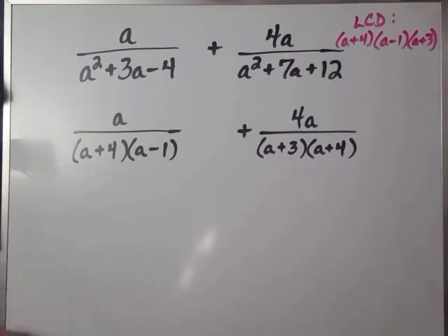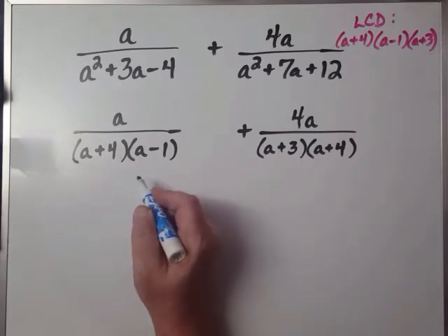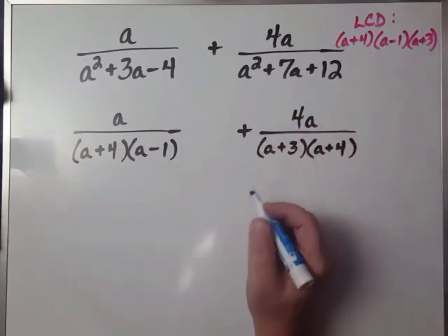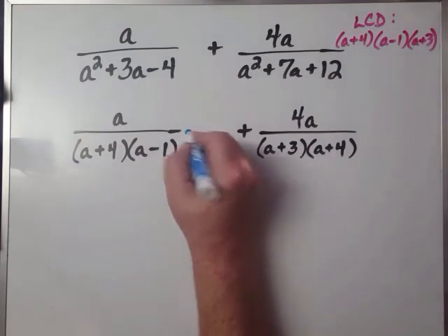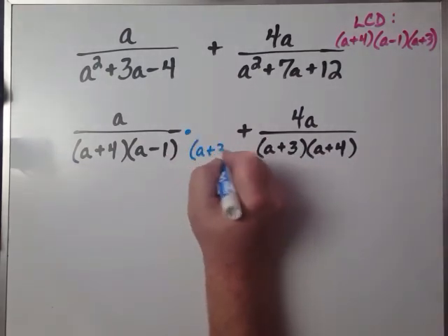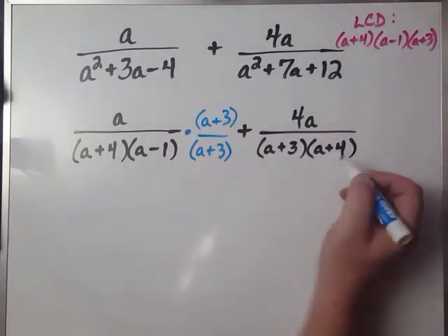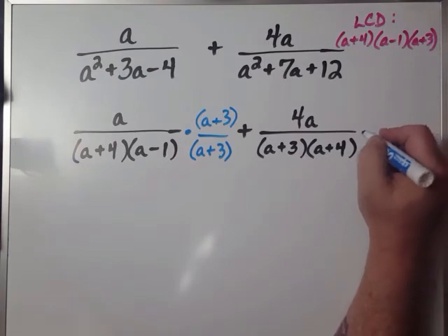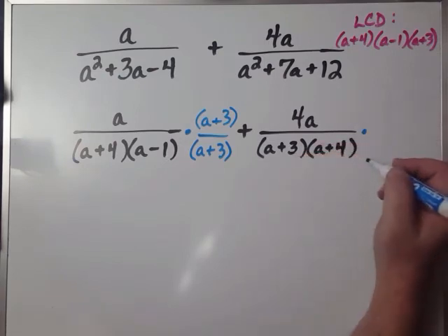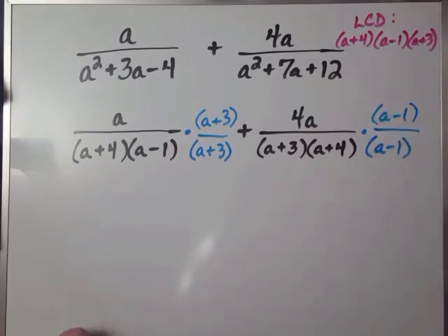Now that I've figured out what my least common denominator is, I ask the question, what's missing? What's missing from this first denominator to turn it into my least common denominator? It's missing an a plus 3, top and bottom. And what's missing from this second fraction? From that second denominator, it needs an a minus 1, top and bottom.